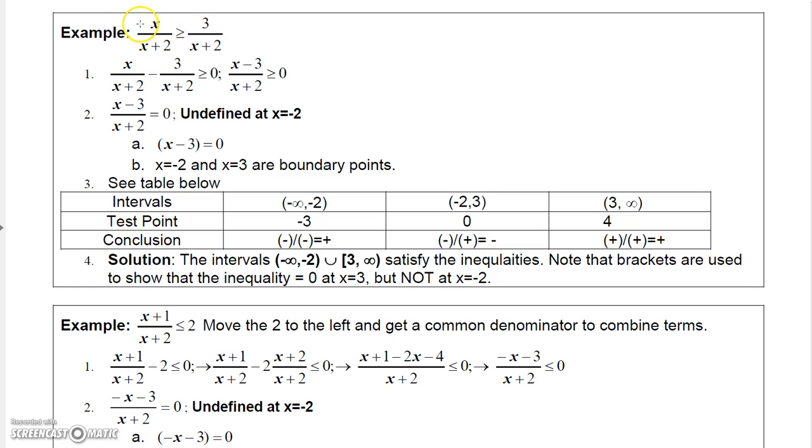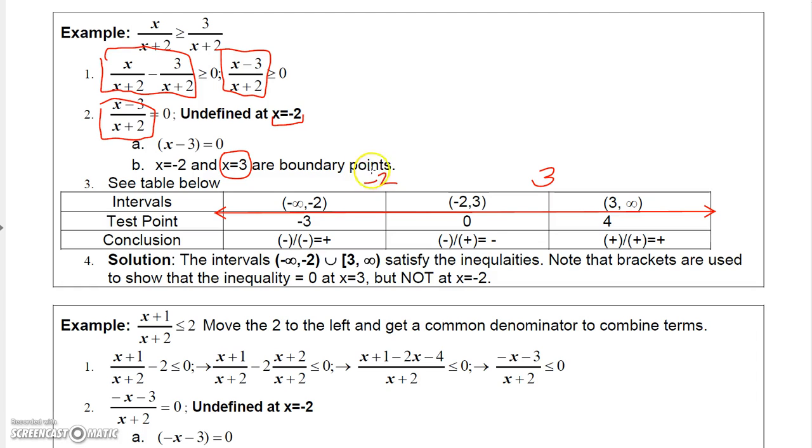Okay, so this is a rational inequality. Let me move this to the other side, and then since they have the same denominator, you can actually rewrite it like this. Now, you're looking for two things here. You want to know when it's going to be 0, and it's going to be 0 when x minus 3 is 0, or x equals 3. And then you want to know when it's undefined. It's going to be undefined at x equals -2. So those are both important areas to look for.